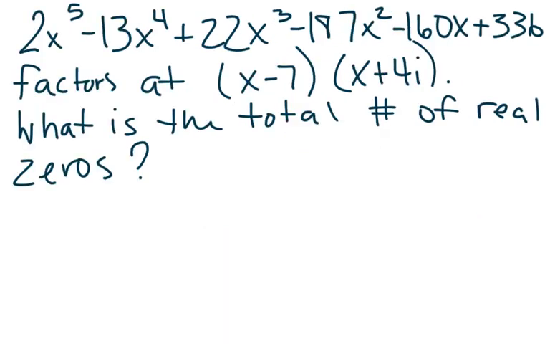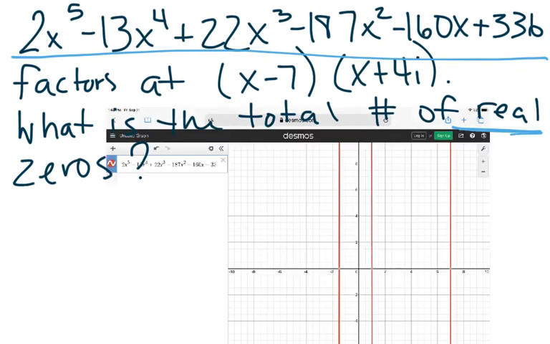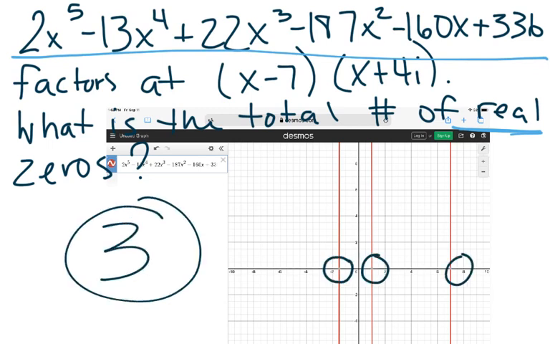So you get this function. It tells us it has factors at x minus 7 and x plus 4i, and it wants to know the total number of real zeros. Real zeros are where it hits the x-axis, and you just count them. So you need to take this function, plug it into Desmos, and count how many times it hits the x-axis. That's really all it's asking. Go ahead and try that. Okay, so it hits the x-axis 1, 2, 3 times. The answer is 3. It looked like it was going to be that whole long drawn-out process, but because it said real zeros, all you gotta do is count, which is awesome.